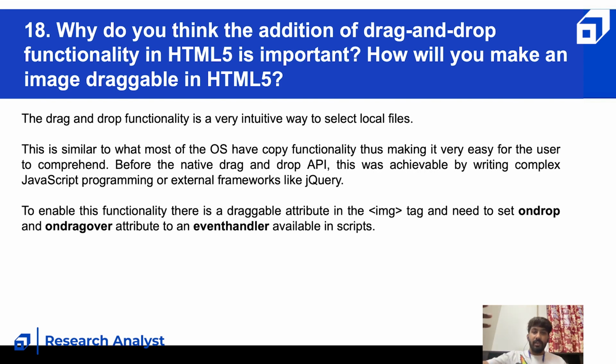So in the JavaScript, you will have to create two functions, on drop and on drag over, or you can create two random functions with different names. Then you can call them using on drop and on drag over, right? So you'll have to mention that in the JavaScript. And then in the image tag, you will have to use on drop and call that function, and on drag over you'll have to call that function.